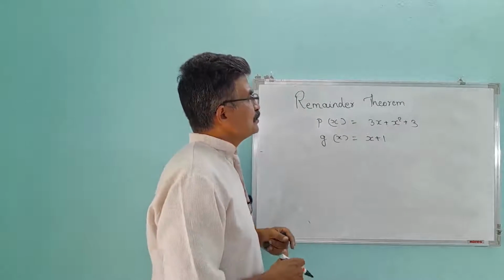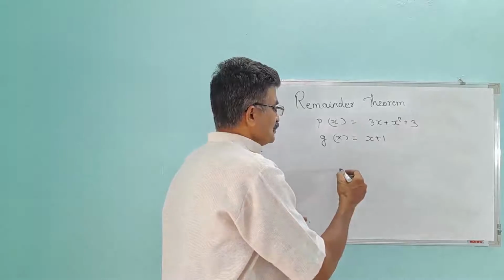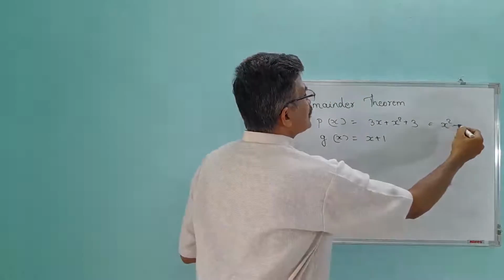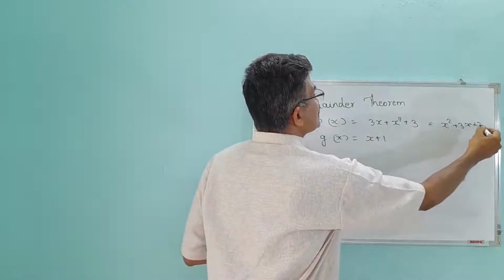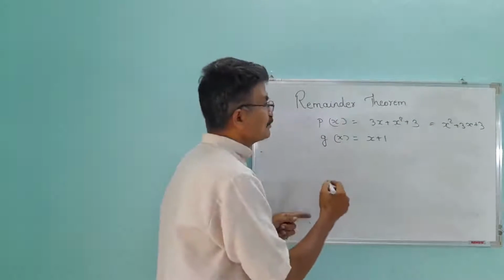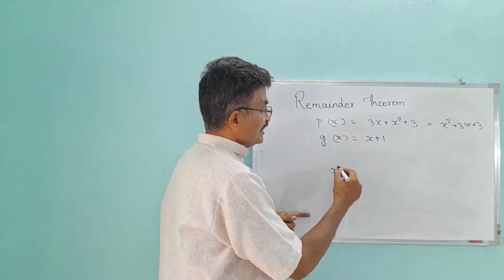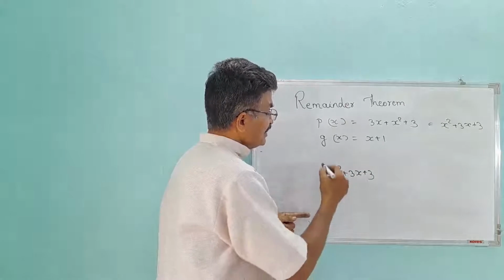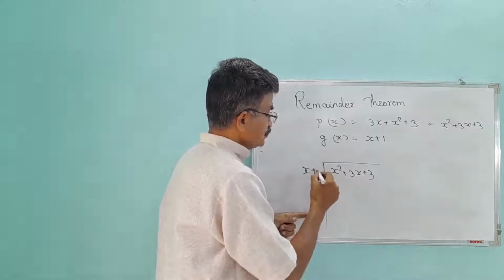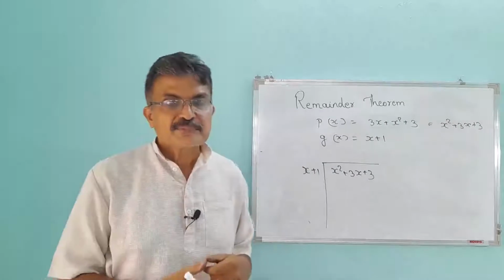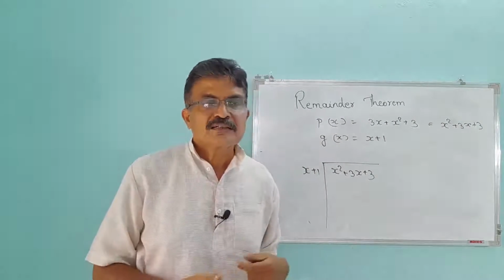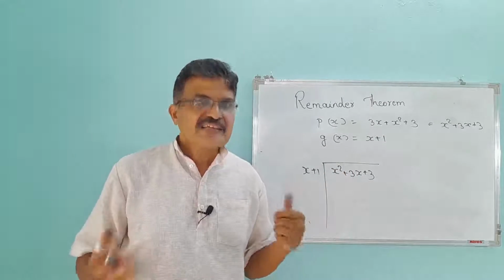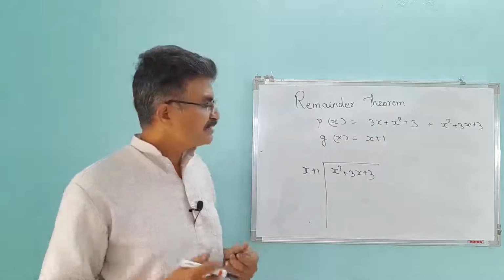So p(x) can also be written as x square plus 3x plus 3. This is the first step. So divide p(x) by d(x), that is x square plus 3x plus 3 divided by x plus 1. Similarly, sometimes g(x), the second polynomial, may be given in the form 1 plus x. Then we have to write it in standard form. That is the first step.